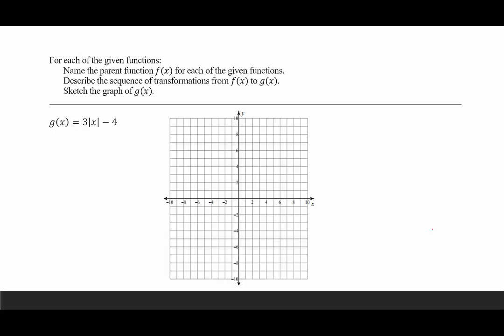So first of all, this is an absolute value function. That's what it said in the title, and that's what this is. So our parent function is f of x is equal to the absolute value of x. Next, we want to describe the sequence of transformations. And remember, there's 3 things that we look for.